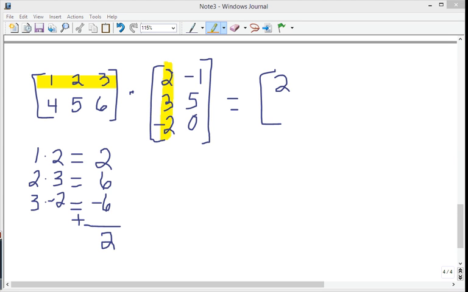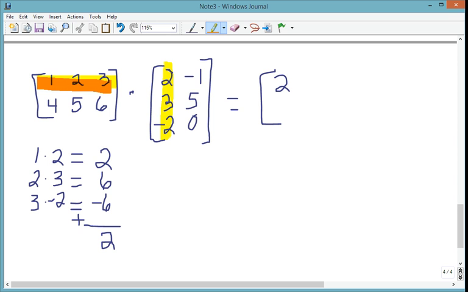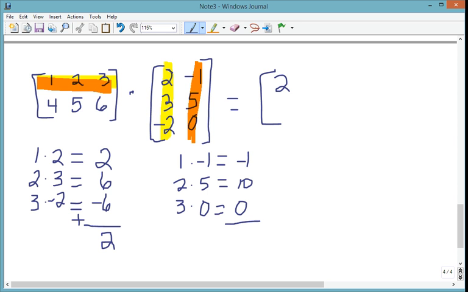Okay, so next I'm going to find first row, second column. So we're going to write down the first row, write down the second column. We're going to multiply those, and then we're going to add them. So that adds up to 9.